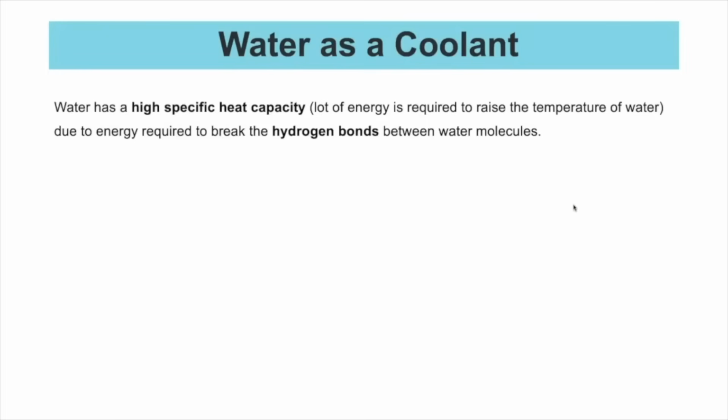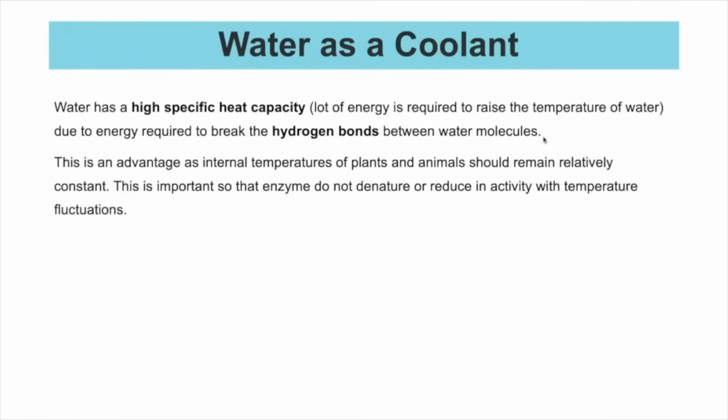The next one is water as a coolant, and this is due to two different properties of water. First of all, water has a high specific heat capacity, and this means it takes a lot of energy to increase the temperature of water. You do learn that in more detail in chemistry, but that's sufficient for biology. The reason it requires so much energy is because energy is needed to break the hydrogen bonds between the water molecules to increase the temperature. Now that's an advantage because it means internal temperatures of plants and animals remain relatively constant.